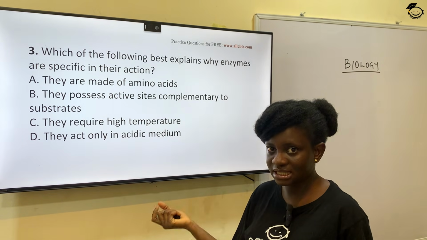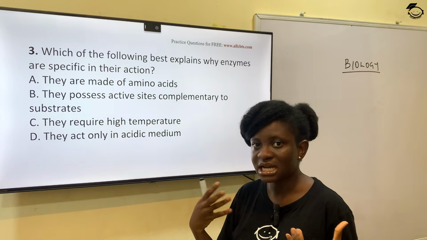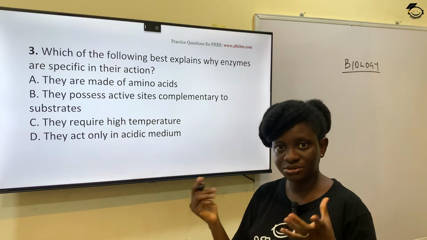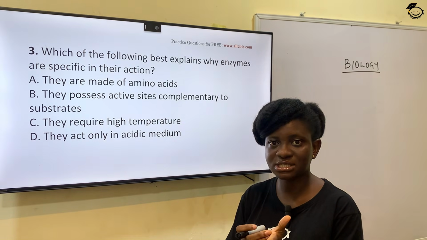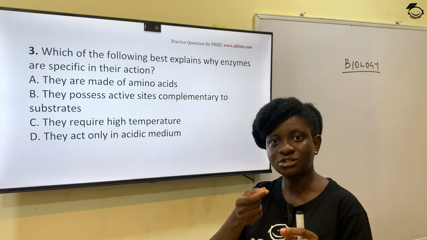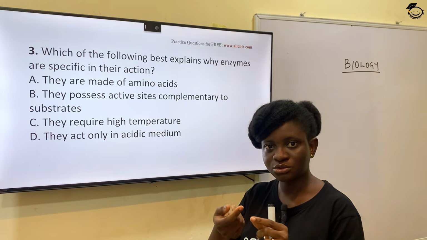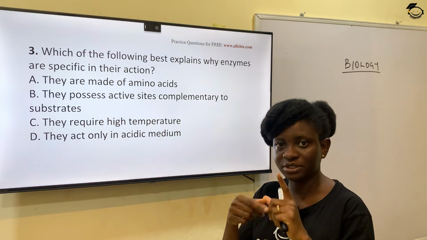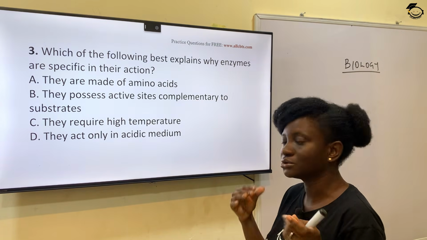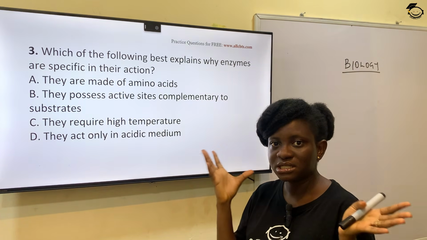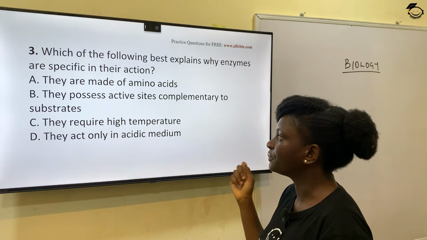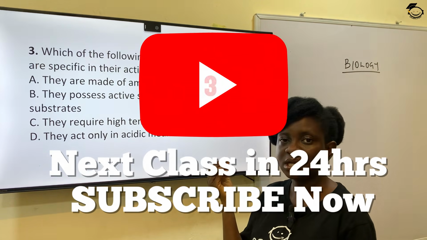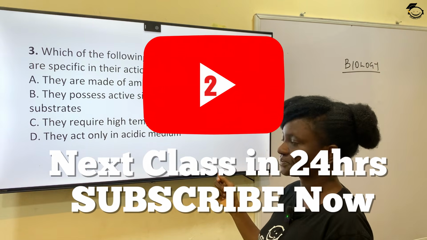Like I said earlier, for any catalytic action of an enzyme to take place, the substrate has to bind with the active site, just like having a key trying to open a door. You have a key in your hand, then you put it in the hole of a door to open the door. That's what the illustration looks like. So option B, active site complementary to substrate, is the correct answer. B.